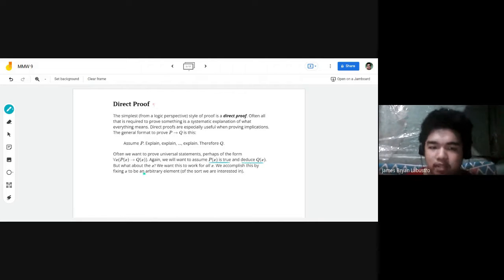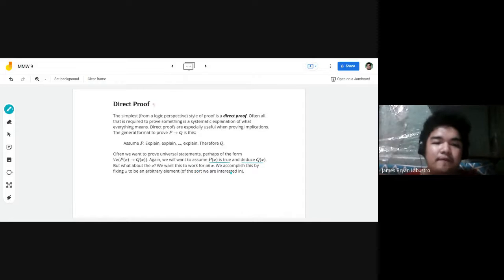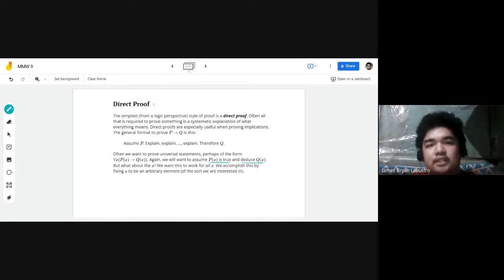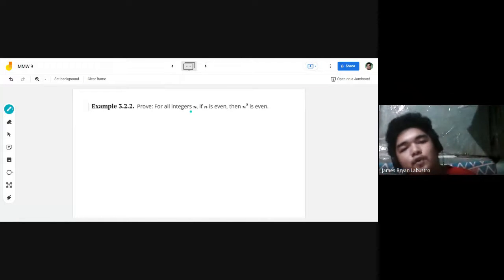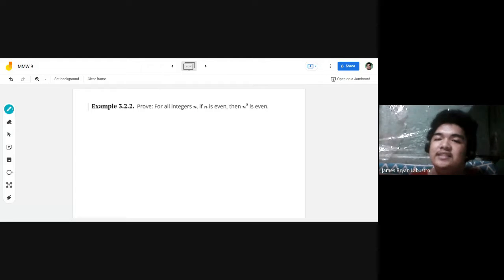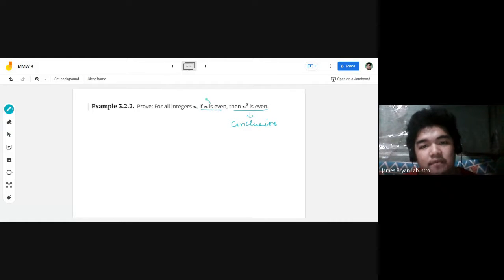But what about the x? We want this to work for all x. We accomplish this by fixing x to be an arbitrary element of the sort we're interested in. So we have the example here. Yan. So for all integers n, if n is even, then n squared is even. So this would be your conclusion. Okay, ito yung conclusion mo. And this would be your hypothesis.